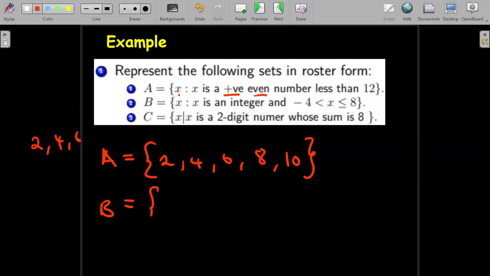The second part says B is a set of X such that X is an integer, and we are saying X is in between -4 and 8. So an integer. When we talk of an integer, we know we can write a set of integers like this. So integers are just positive and negative natural numbers. When we talk of natural numbers, they are numbers that we use to count.